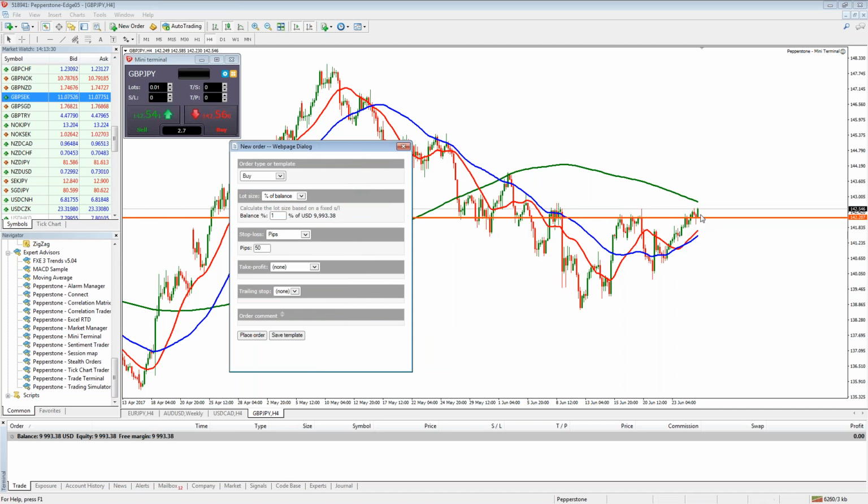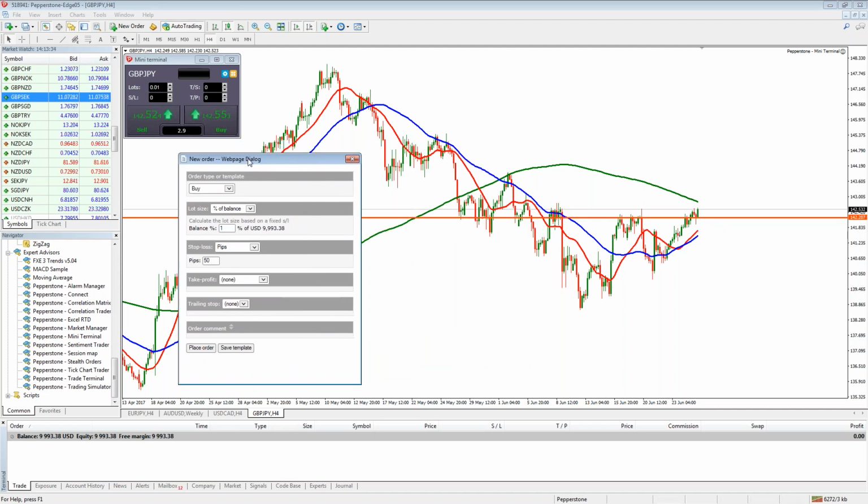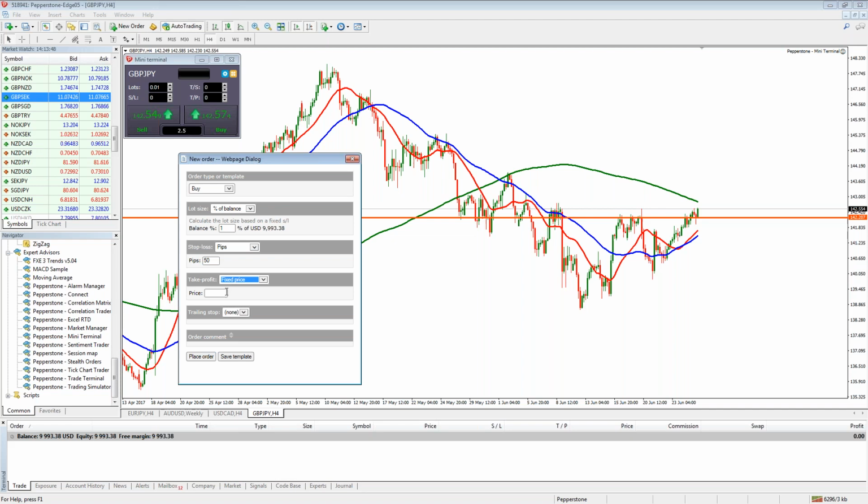Generally, if we were buying here, we'd want to take profit at the next point of potential resistance because we're moving up. So if we bought here, we'd probably place our take profit somewhere around this zone here. So the 144.19, we'll go with a fixed price and type in 144.19. Quite simple. You can even place stop losses, put order comments, everything like that. So let's place that order now.